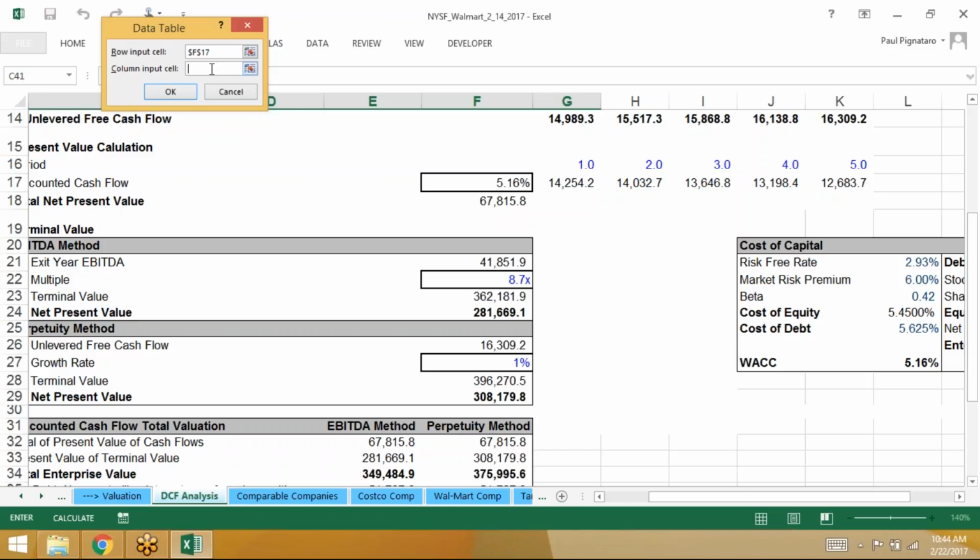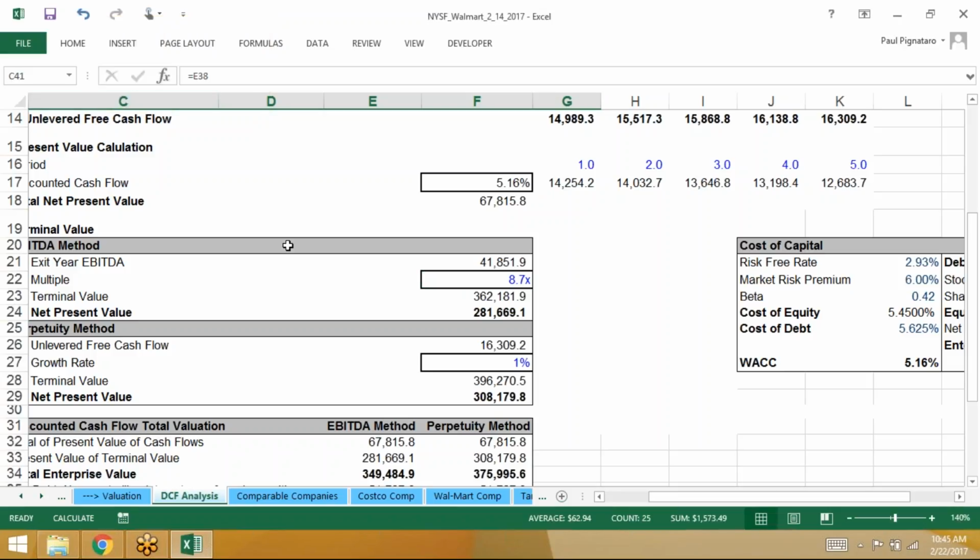And then you want to select F17. And then column input cell is up and down the column. Alex, I don't know if you had solved it, but where do we go? You go to the Multiple. And then you hit OK, and this is what you should get.